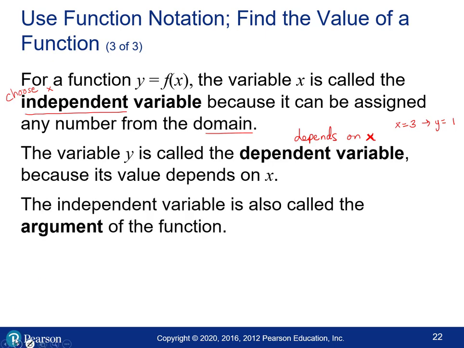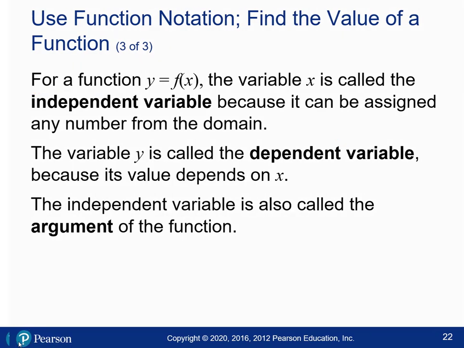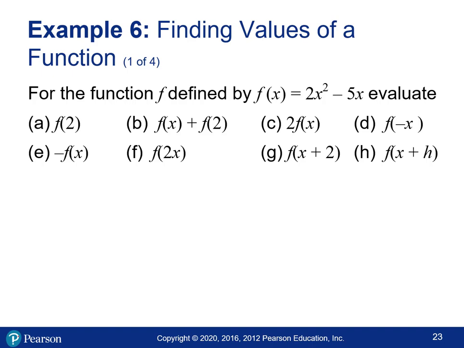Okay, and then sometimes you'll see the independent variable called the argument of the function. So let's take a look at this example. We have lots of parts to do here, A through H. So we have our function. Notice f of x equals 2x squared minus 5x, and we're going to do all of these things.